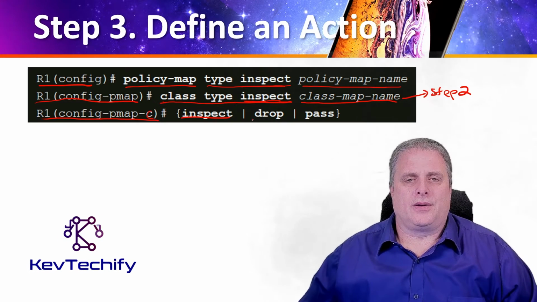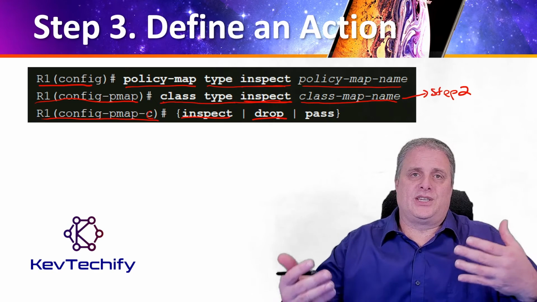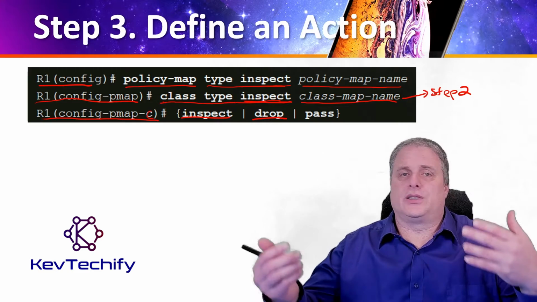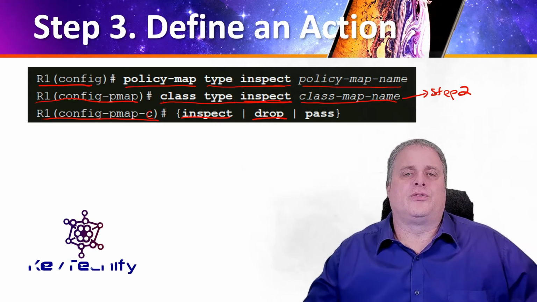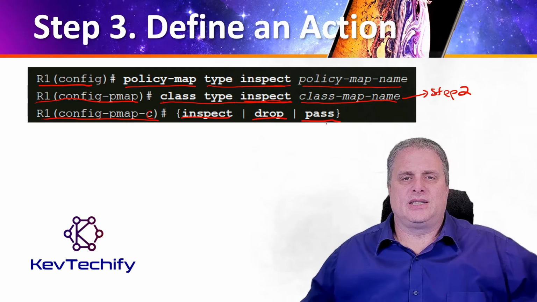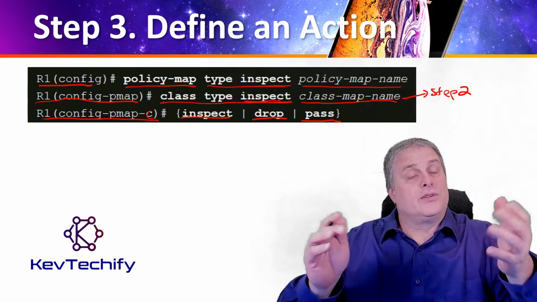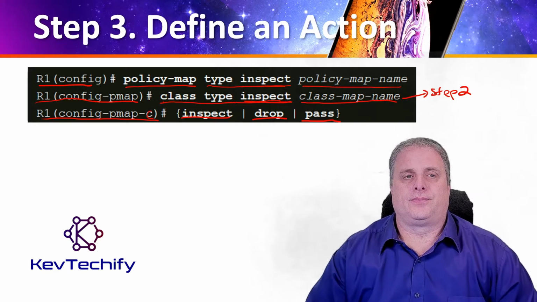We can drop it. This discards the unwanted traffic. So if it matches a certain traffic, maybe you don't want traffic from the shop floor going into the HR zone, you can drop all of that traffic. Or we can pass it. And this is a stateless action that allows the router to forward traffic from one zone to another.